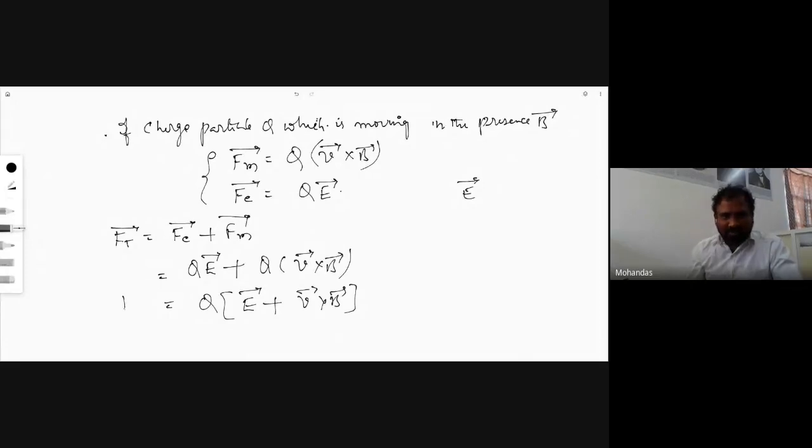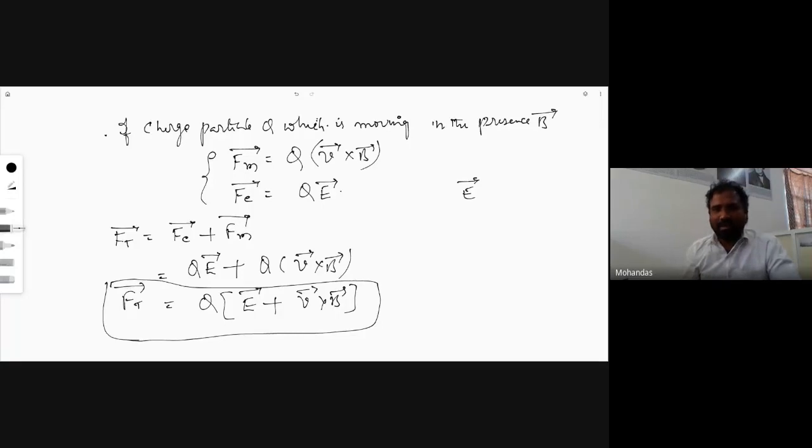This is the total force developed on a moving charge which is placed both in electric field as well as magnetic field. This equation is known as the Lorentz force equation, a very, very important one.